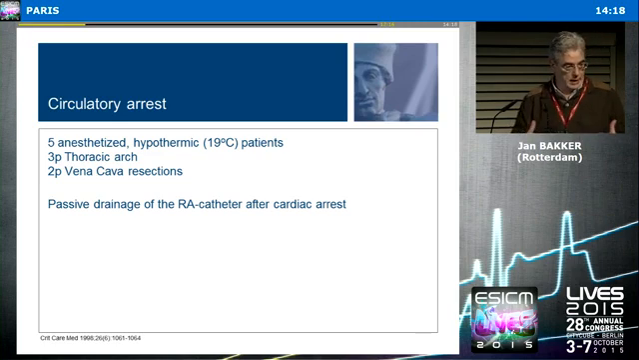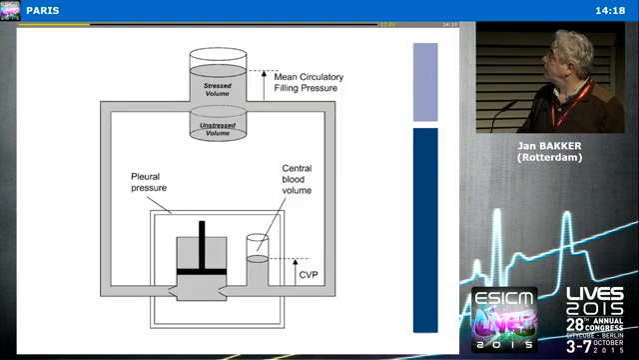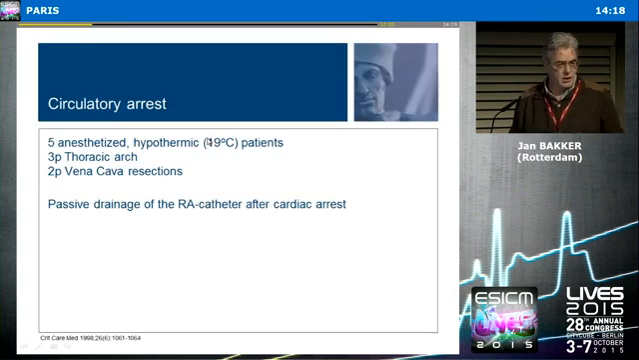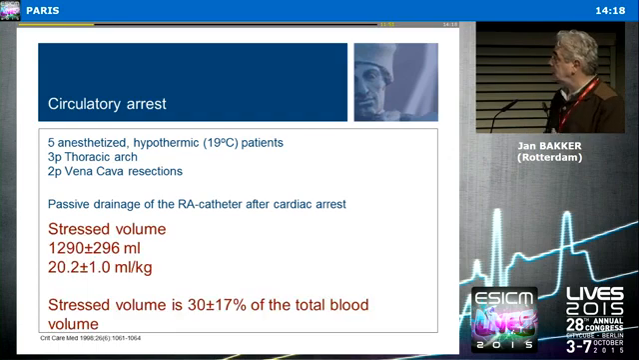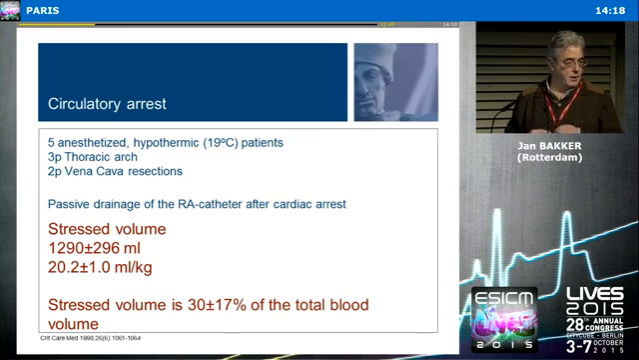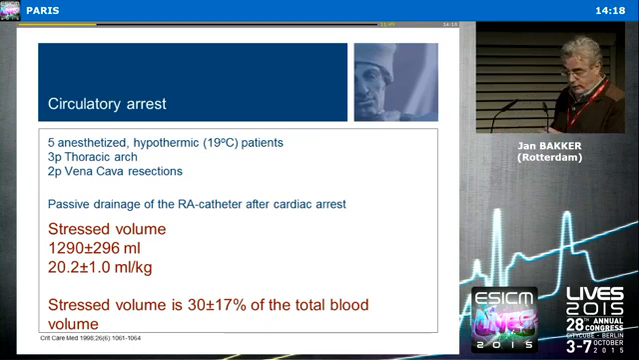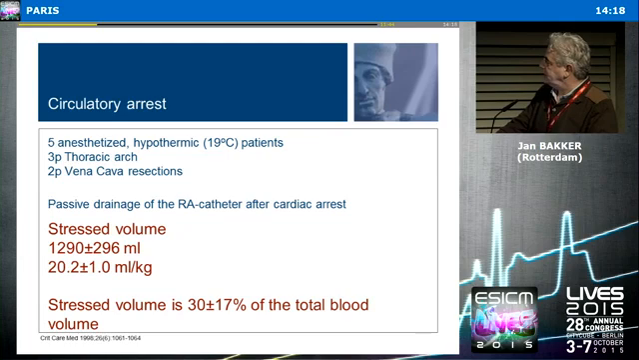And so, as you can appreciate from the previous slide, everything that comes out of a circulation with a stopped beating heart is your stress volume, because the unstressed volume cannot come out of your system at this point. So how much of your circulating blood volume is contributing to venous return in a model like this? It's about 30%. And basically that's the same in animals, where you can do these studies, of course, much more easily. This is more or less similar in animals.